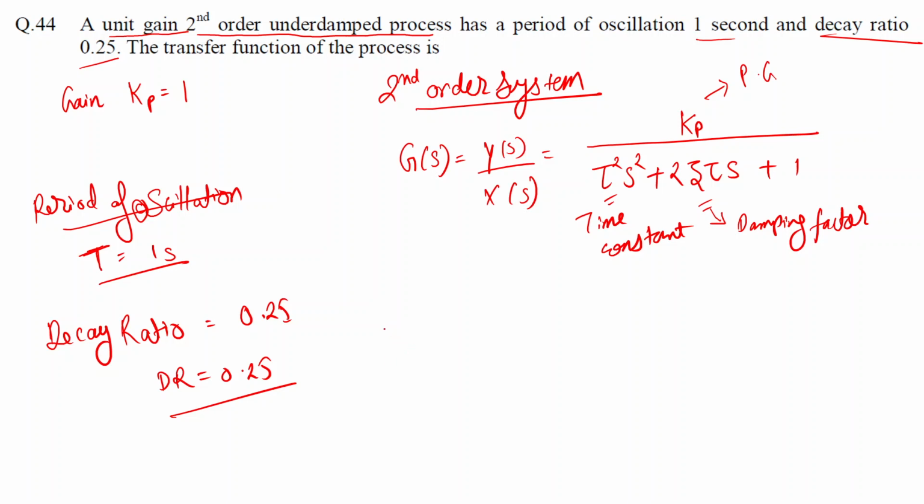Now the formula for decay ratio, these formulas we need to remember, can be found by solving the output equation and then plotting it. From the plot between the set point and the actual measured output, we can find the features related to the decay ratio and period of oscillation. So from that plot we find that the decay ratio is basically exponential of minus 2 pi zeta upon under root of 1 minus zeta square.